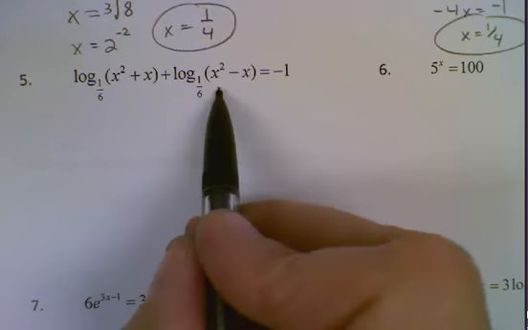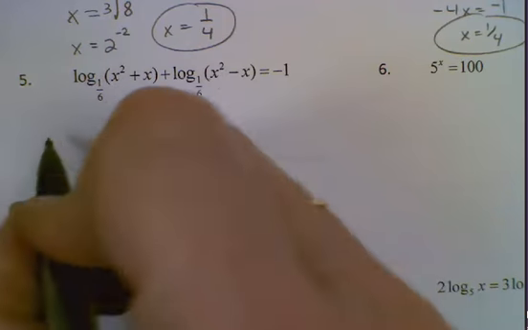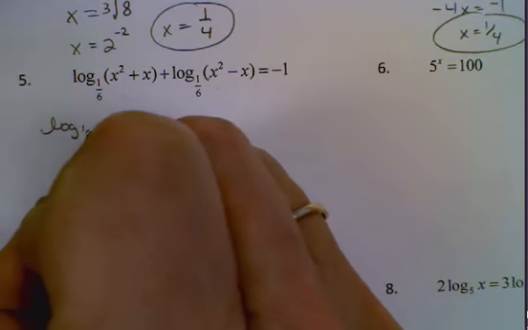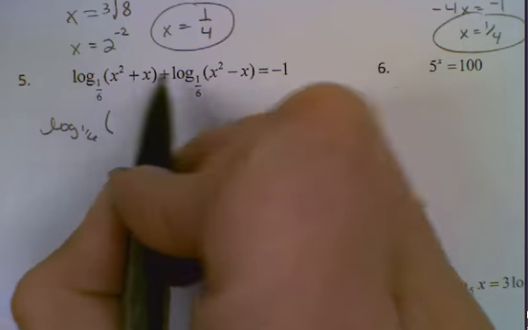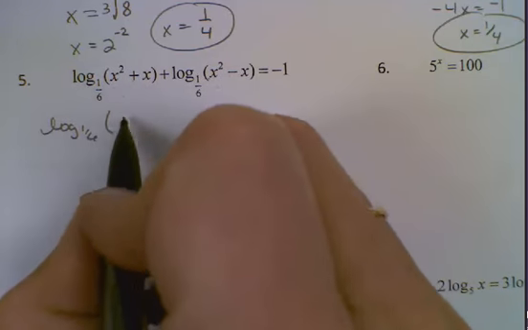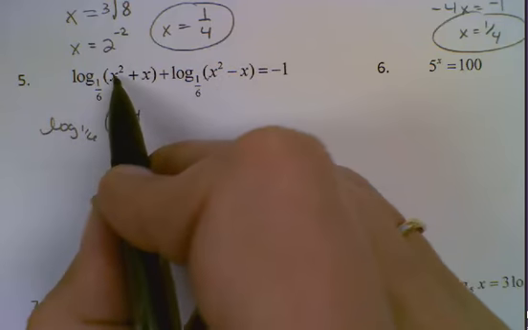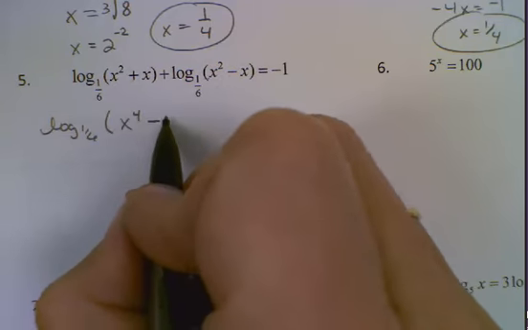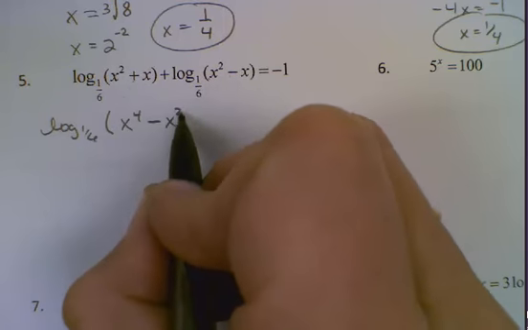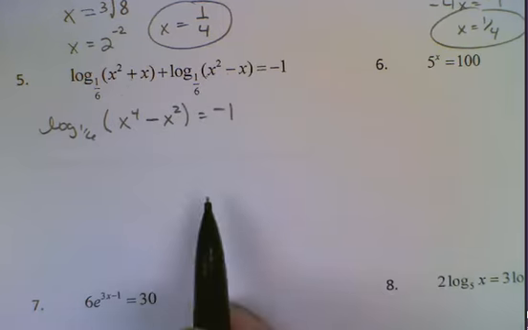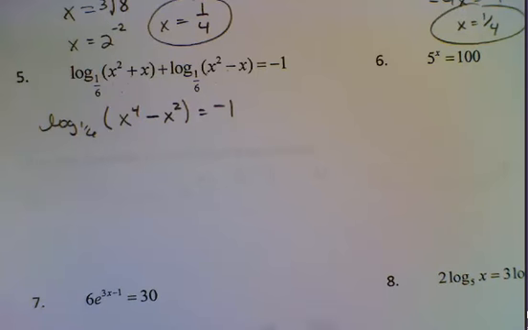5 is a log equation. You're adding these two logarithms together, so that means we're going to multiply. And if I multiply those together and FOIL things out, I'm going to get x to the 4th. I'm going to get a positive x to the 3rd and a negative x to the 3rd. They'll go away. And then I'm going to get a negative x squared. So that's what I get when I multiply those two together.